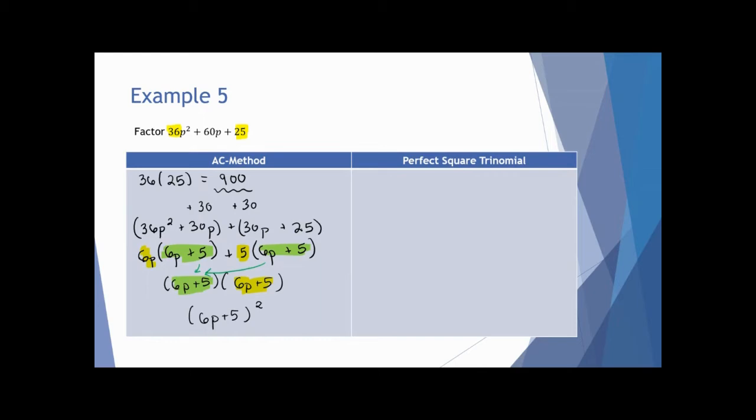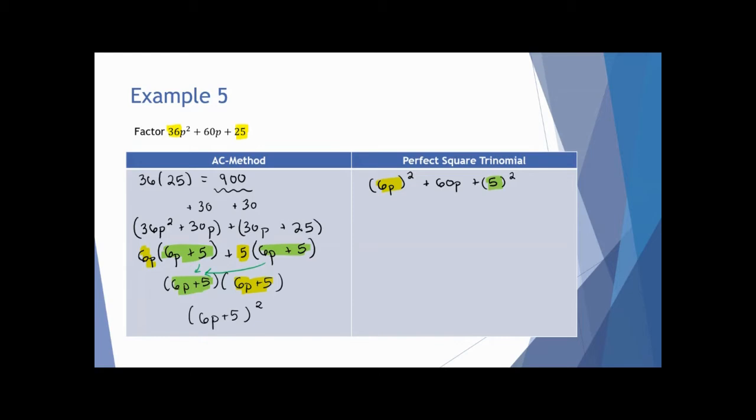So now let's do this with the perfect square trinomial. So to use a perfect square trinomial, I need to first rewrite my first and last terms as squares. 36 is 6 squared, and then I have a p, so I can put 6p in parentheses and then the 2, plus 60p plus, and then 25 is 5 squared. So I've identified my first term and my last term.